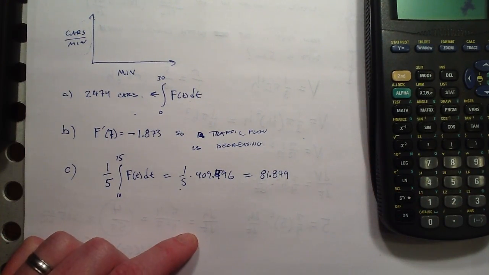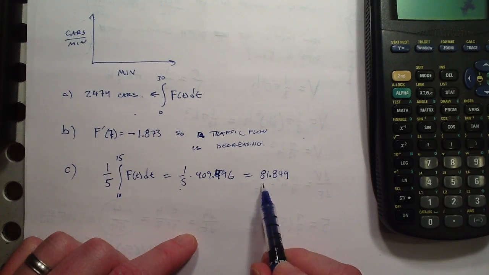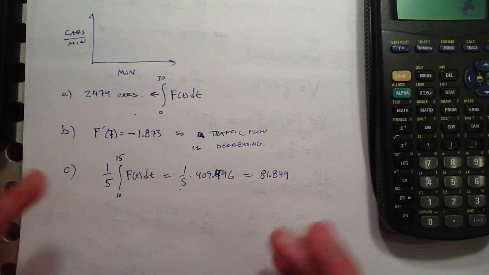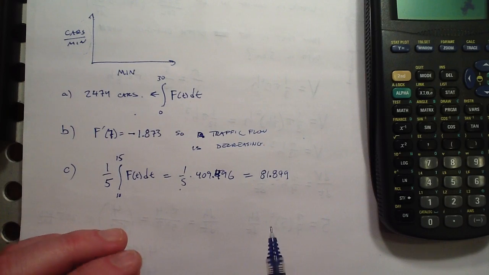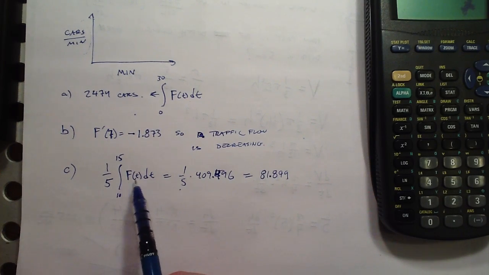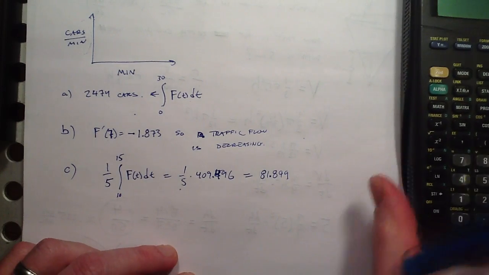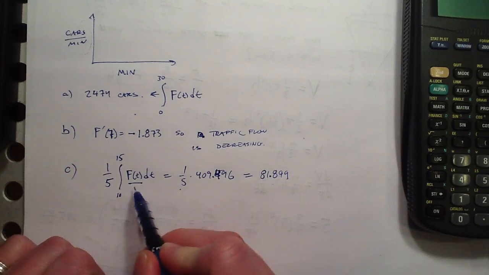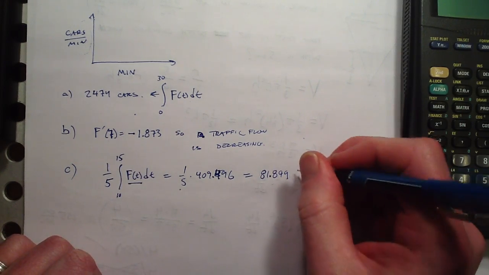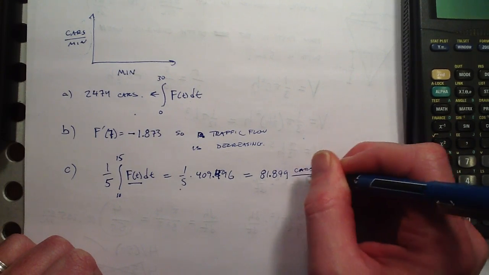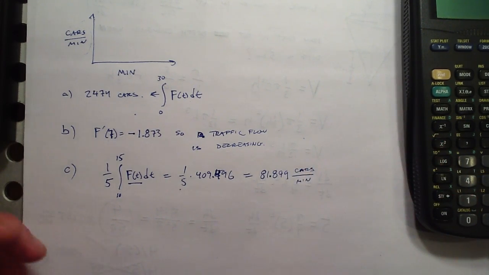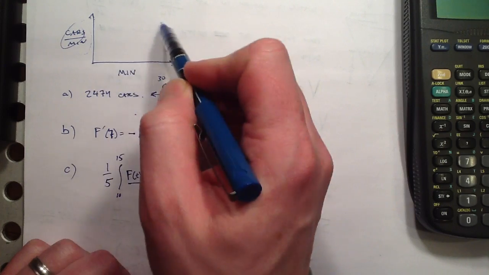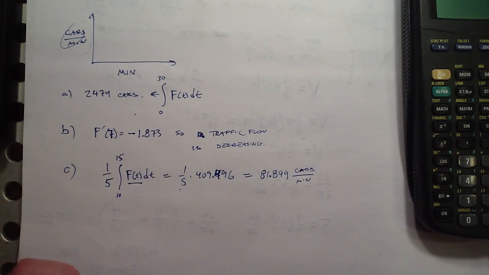Now, let's think about what the units would be on that. If you wanted the average value of your quiz scores and it was measured in points, well, the average value is also measured in points. We're taking the average of this function, so the units are whatever the units of this function are. The units of an average value are the same as the units of the function itself. So that would be cars per minute. That makes sense. We found the average value of this function, so this function measures cars per minute, so the average value of it should also be in cars per minute.